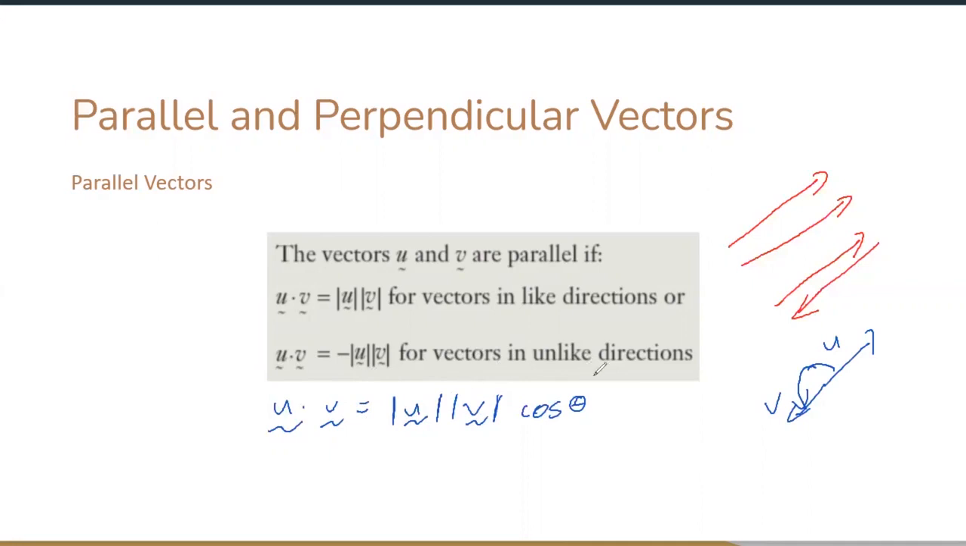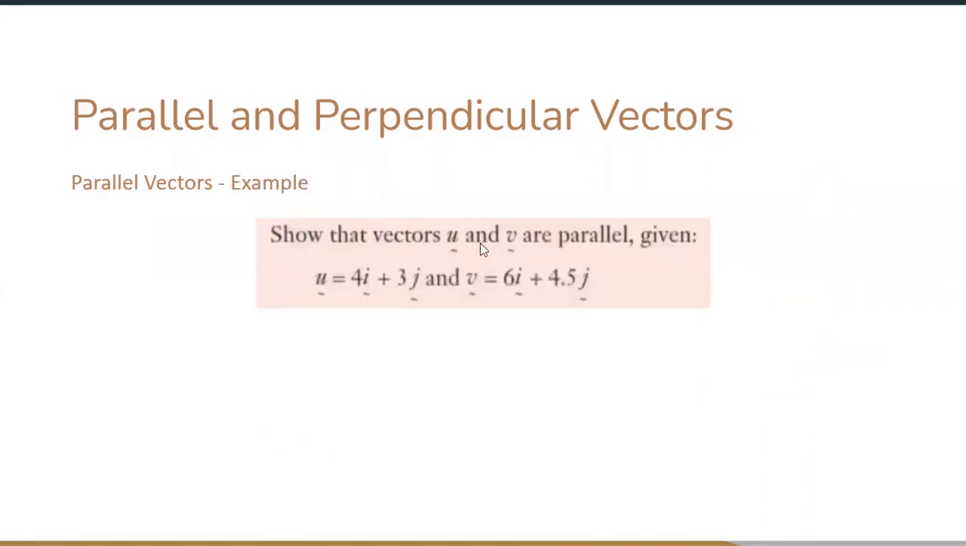So we can use these two formulas to test if vectors are parallel, and we can also use them to test if they're in a like or unlike direction. So now let's look at an example of finding if they're parallel. We want to show that vectors u and v are parallel, given that u is equal to 4i plus 3j, so this is using ij notation, and that v is equal to 6i plus 4.5j. So first off, what are we testing? We want to test if u dot v, so the dot product, is equal to the magnitudes multiplied. And because it can be like or unlike, we want it to be either plus or minus. It doesn't matter which one it is. That'll just tell us how the two vectors are orientated with respect to each other.